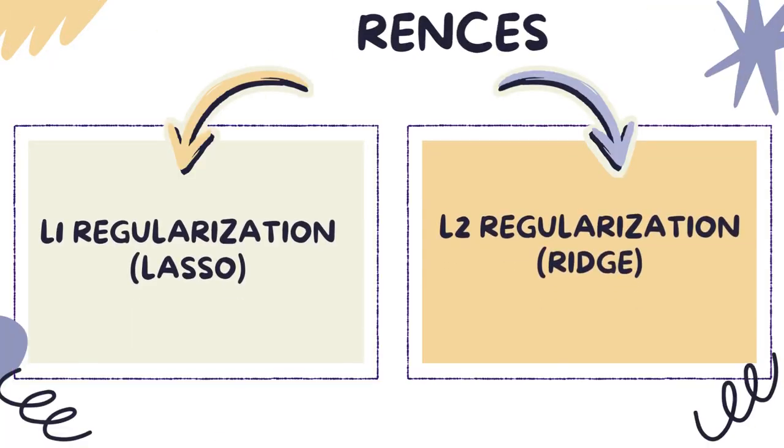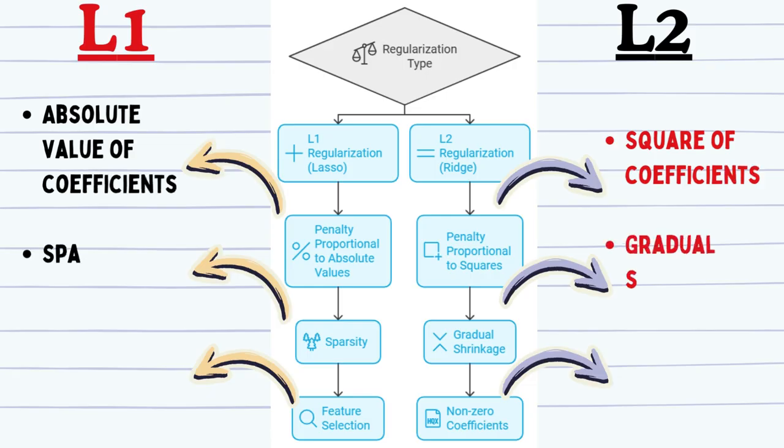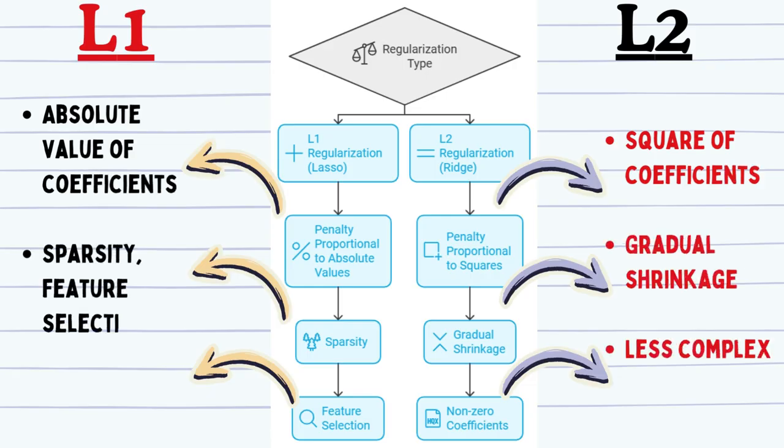How L1 differs from L2 regularization. L1 regularization, lasso, applies a penalty proportional to the absolute value of the coefficients. This leads to sparsity. Many coefficients may become exactly zero, effectively excluding some features from the model. This makes L1 a good choice for feature selection and creating simpler interpretable models. L2 regularization, ridge, applies a penalty proportional to the square of the coefficients. Unlike L1, this doesn't lead to sparsity. Instead, it tends to shrink all coefficients gradually, but keeps them non-zero.